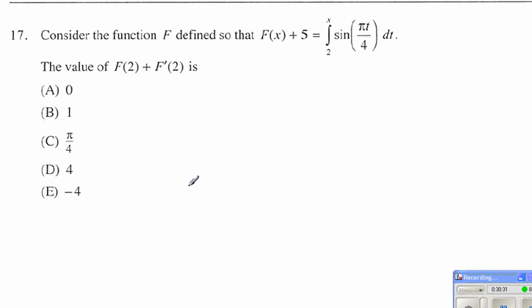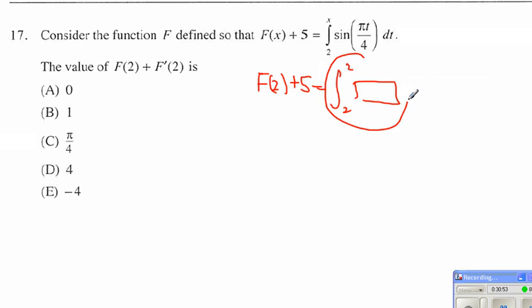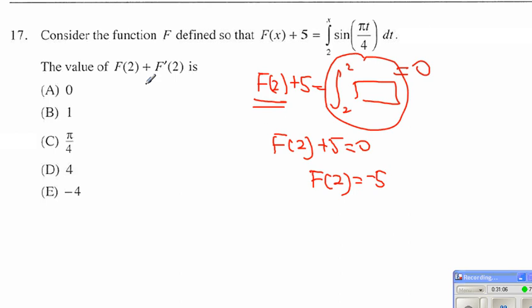Alright, so next question here. This is what we have. Then what is f of 2? f of 2 plus 5 must be equal to the integral from 2 to 2, because in place of x we are plugging in 2. But no matter what this expression is, since the starting and ending point is exactly the same, this portion becomes simply 0. That means f of 2 plus 5 is equal to 0. That means f of 2 is equal to -5 here.